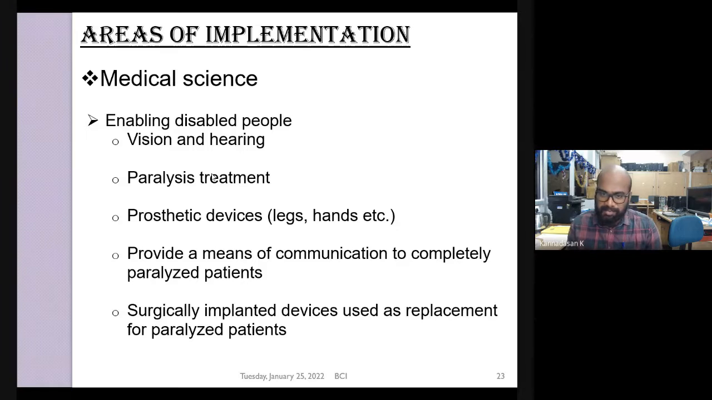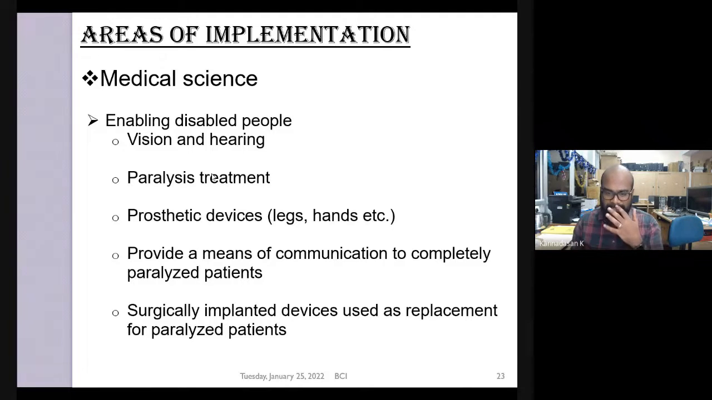Then paralysis treatment and prosthetic devices. As you can see, if they have lost their leg or hand, we'll fix a device. Assume the brain is generating a signal to move your hand, but that part is cut. You don't have this part. So I'll capture the brain signal and give it to the robotic arm to move it. That is what prosthetic devices provide.